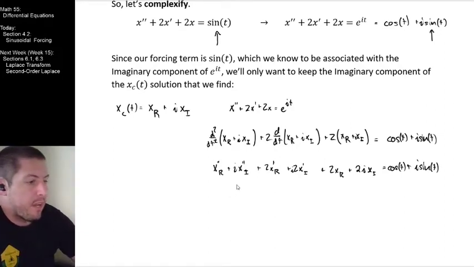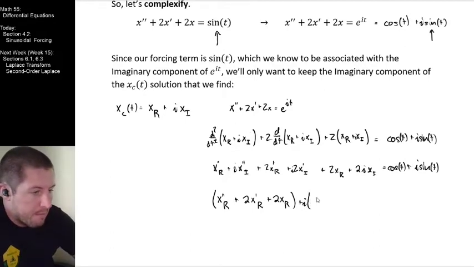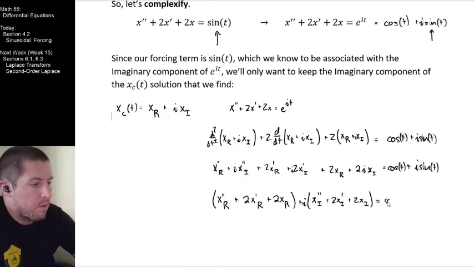So it looks like what I can go ahead and do to rewrite this is to say the real parts grouped together. So I'm going to get my real part, my x sub r double prime plus 2x real prime plus 2x real, plus my imaginary parts, i times the imaginary parts, which is going to be x sub i double prime plus 2x sub i prime plus 2x sub i, should be equal to our cosine plus i sine.